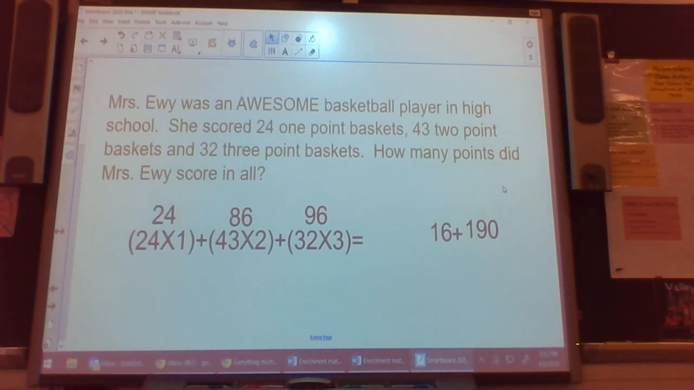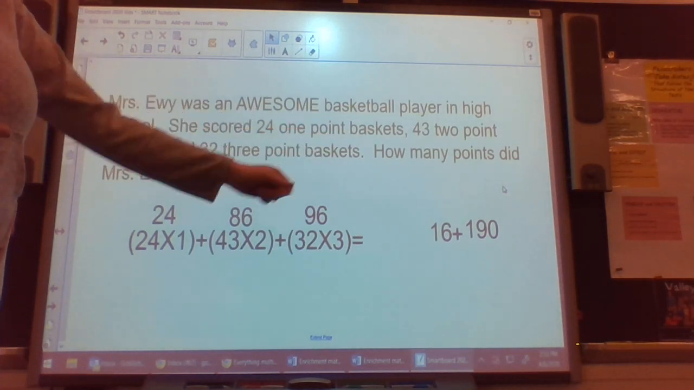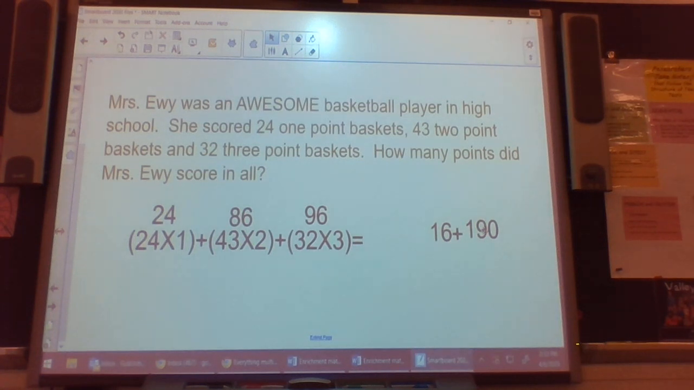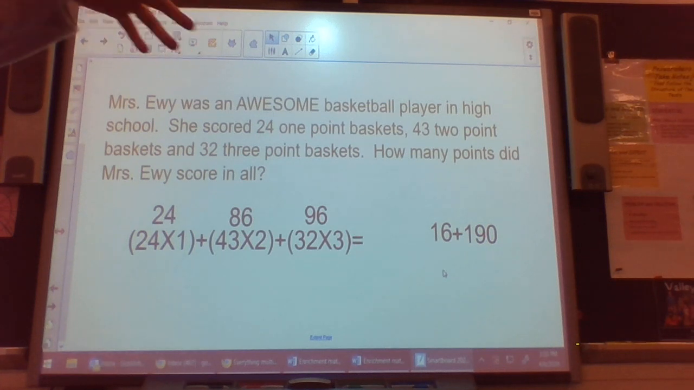Excellent. So now I have a 10 and a 90, that's going to make another 100. So my 100 plus now that 100 is 200, and the 6, so I had 206 points.